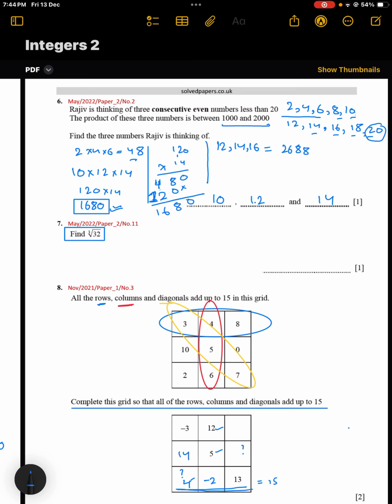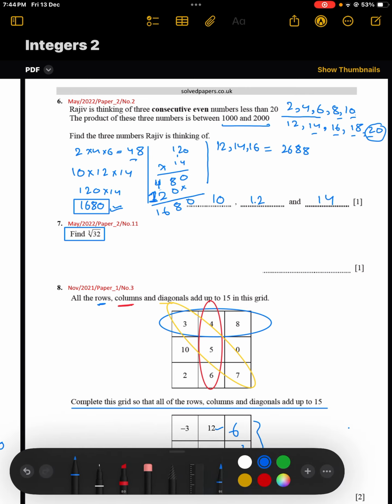Now something here. So I will choose 14 plus 5 will be 19. 19 minus 4. I will choose minus 4. 19 minus 4 will be 15. Now 13 minus 4 will be 9. Something needs to be added here to make this column equal to 15. So 9 plus 6 will be the answer.